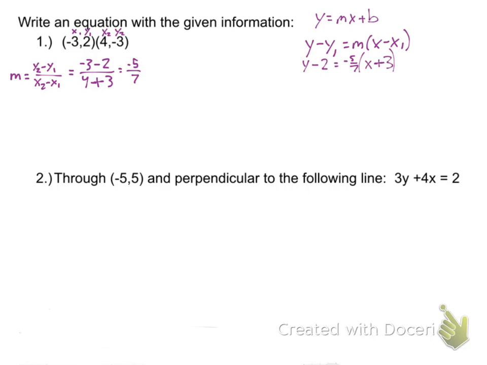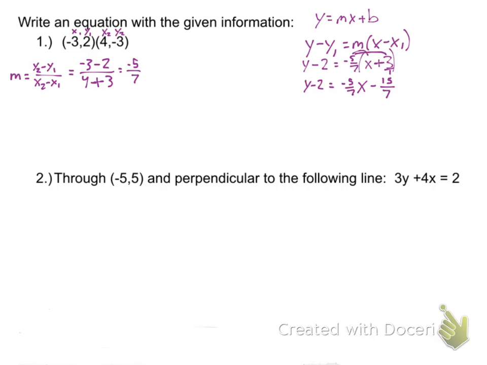Multiply or distribute. So I'm going to have y minus 2 equals negative 5/7 x. That's an easy one. What happens when I take a negative 5/7 times 3? 3 can be written as a fraction. What is it? 3 over 1. So negative 5 times 3? Negative 15. 1 times 7? 7.